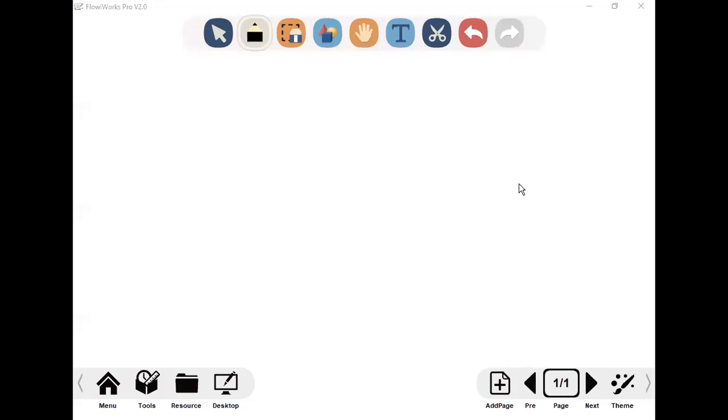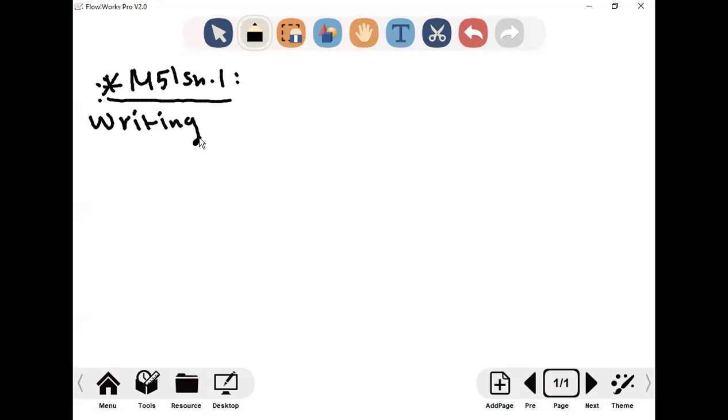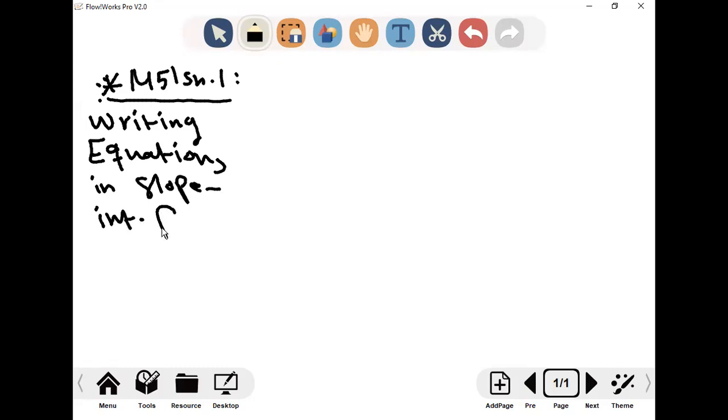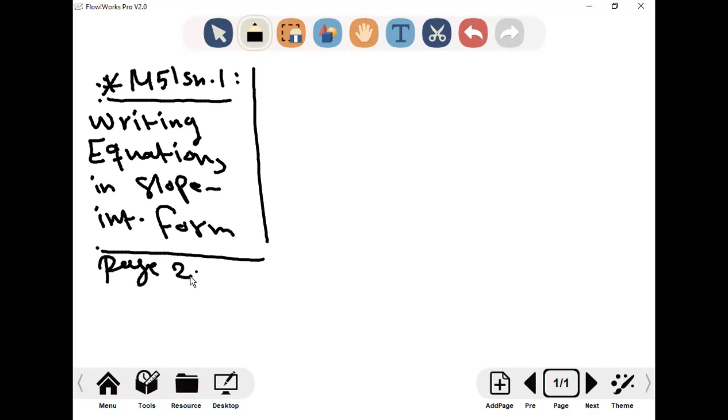So we are in module 5, lesson 1, writing equations in slope intercept form. We are on page 287 now, and today is 15 December.